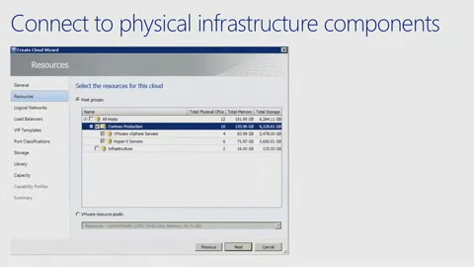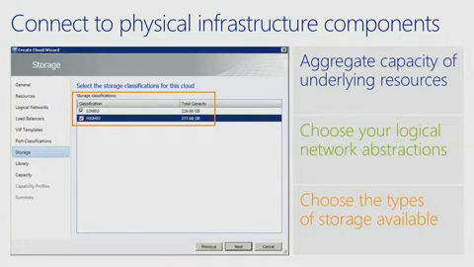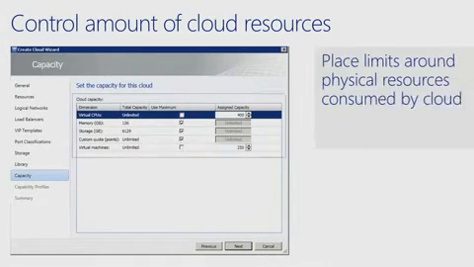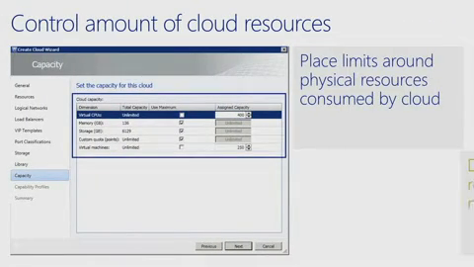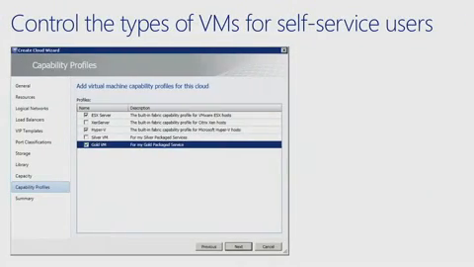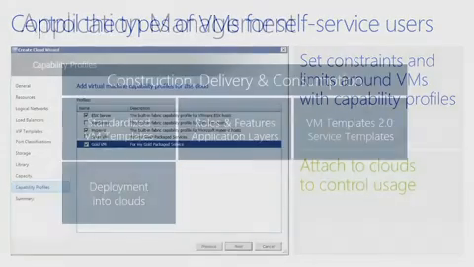I'm connecting my physical infrastructure, as we saw. We aggregated all of that, chose the networks that were appropriate, types of storage if we did have any classified storage attached. And I was able to set limits around what the capacity of that particular cloud was. So I can adjust those as necessary, I can go back into the properties and change it, but for my argument's sake, it's very, very easy. And you saw me control the types of VMs that people can run in this cloud. So it's going to be Hyper-V VMs, it's going to be VMs of type Gold or ESX server capability VMs, whatever it may be. And I attach those to controller usage.